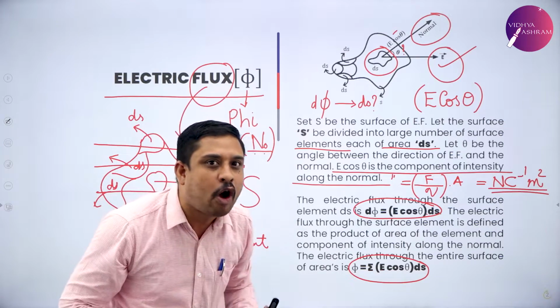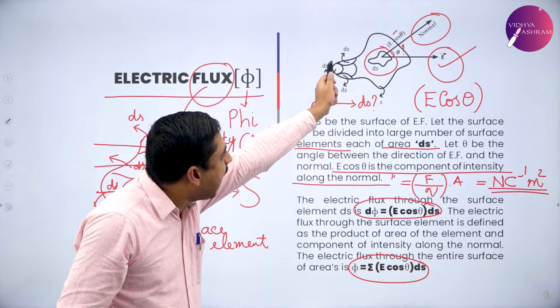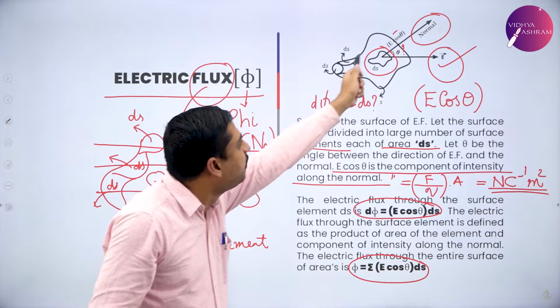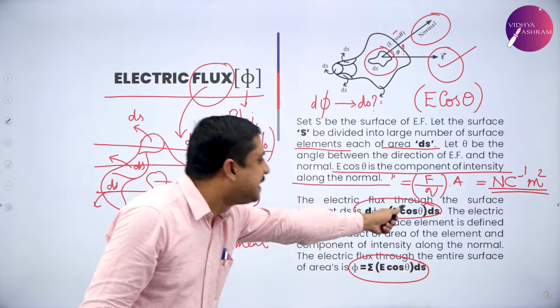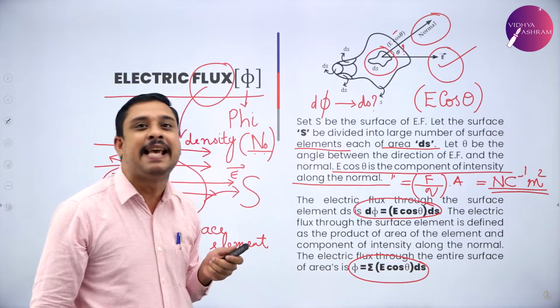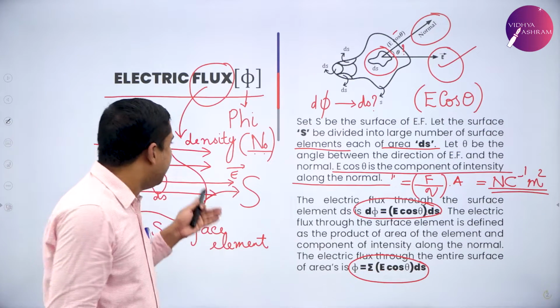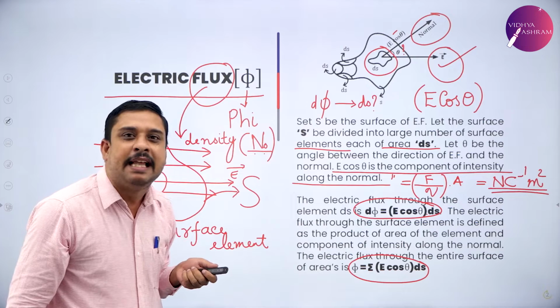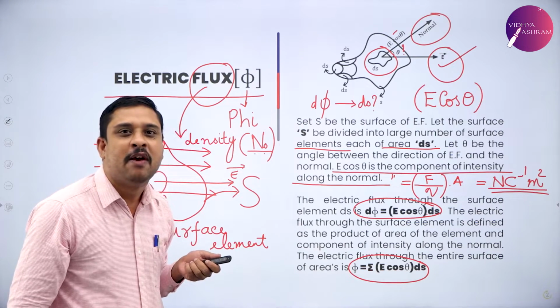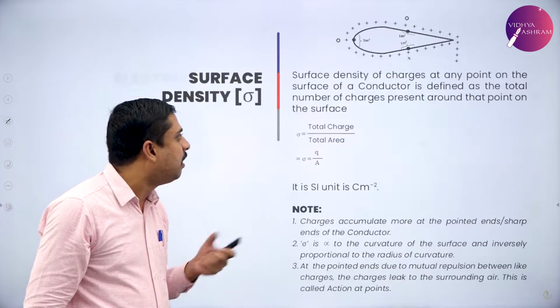What is this E cos theta? It is the intensity acting along the normal. What is ds? Area of the surface element considered. And physically, it is nothing but the lines of force which pass through the given area.